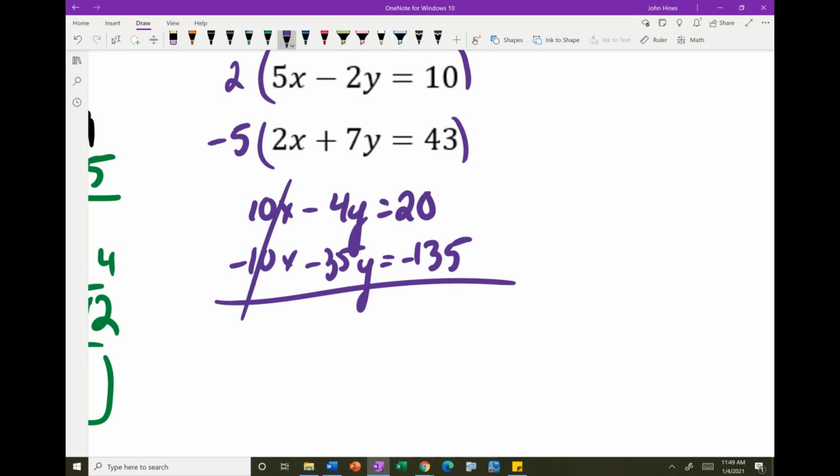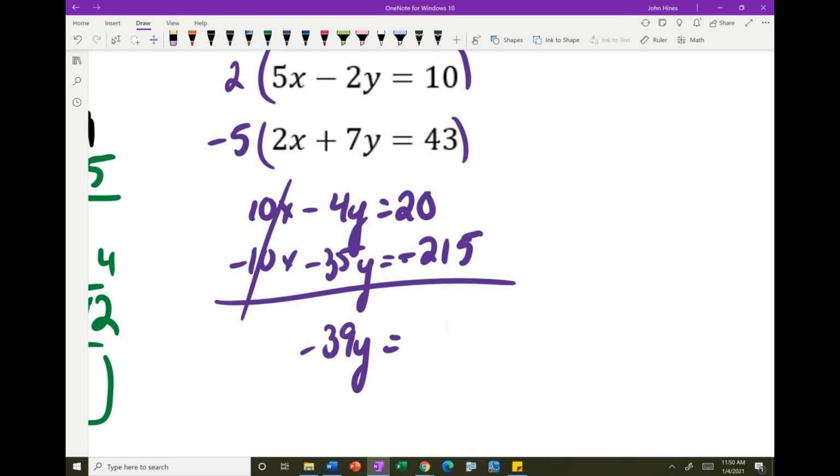So now I can add them together and get -39y equals -115, I believe, which, when I divide them, hopefully this divides nicely here. No, what did I do wrong? 43 times 5. Ooh, that was really bad there. That was terrible math, Heinz. I don't even know what I did. Don't do what I just did. -215. Ouch. Bad, Heinz. I have to hit myself on the face there for that.